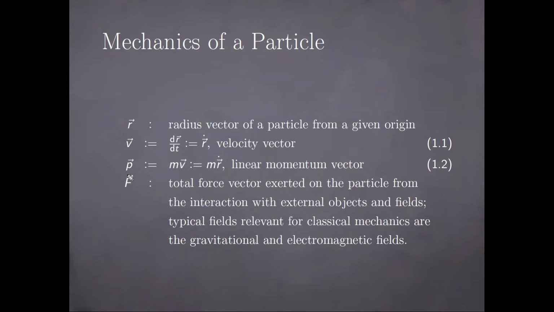The linear momentum vector is, by definition, the product between a particle's mass and its velocity, and by F we will denote the total force exerted on a particle from the interaction with external objects and fields. Typical fields relevant for classical mechanics are the gravitational and electromagnetic fields.